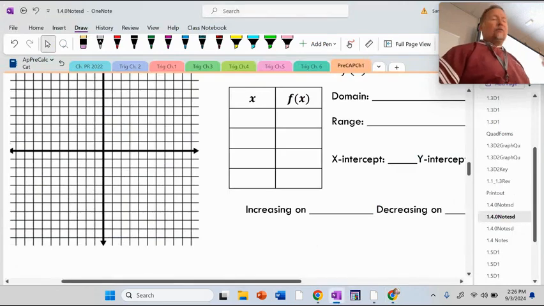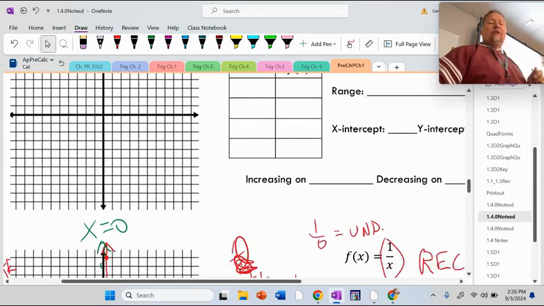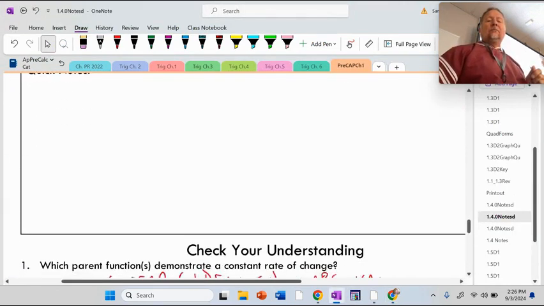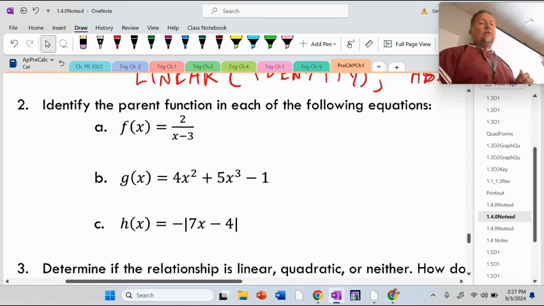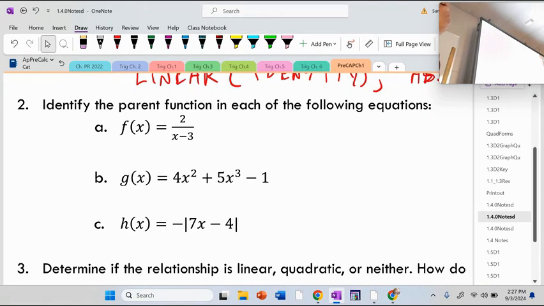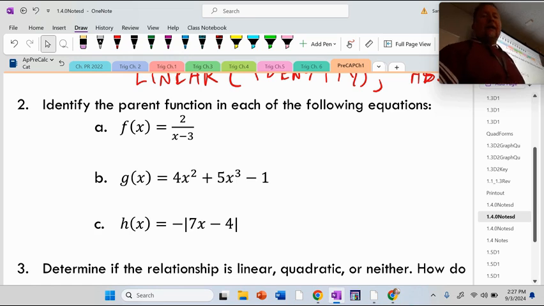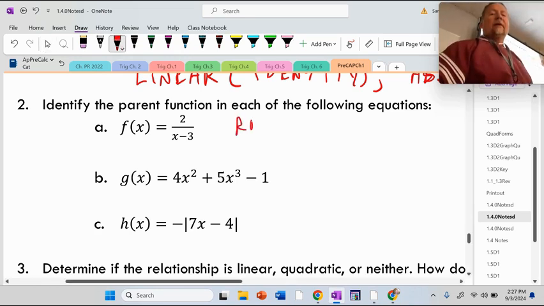I do want to mention it, though. There is some linear type behavior going on with an absolute value. So I would kind of put that in the mix. All right. So number 2. Which one is that from our parent functions? The last one. What do we call that? Reciprocal, or you could say rational, but I think they do call it the reciprocal function.